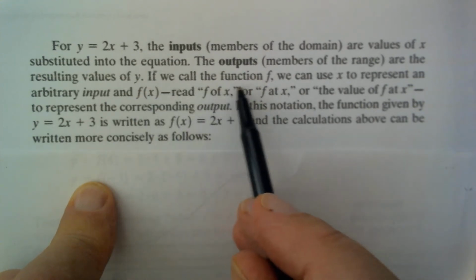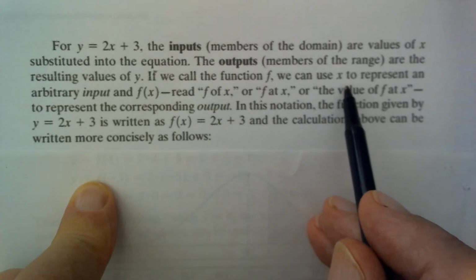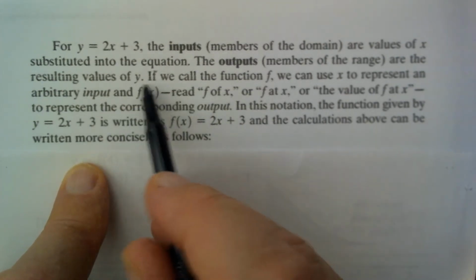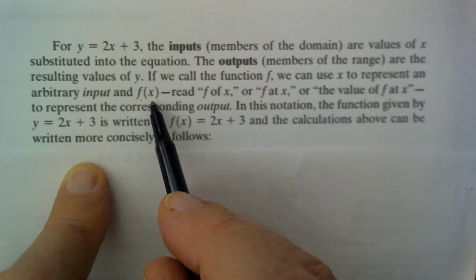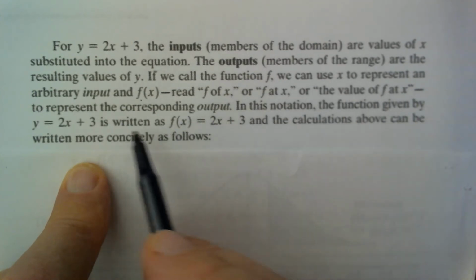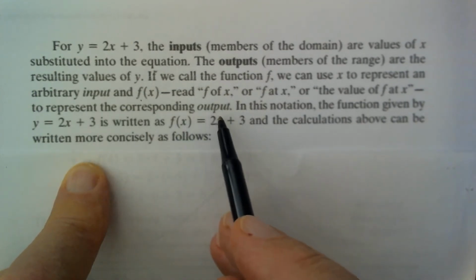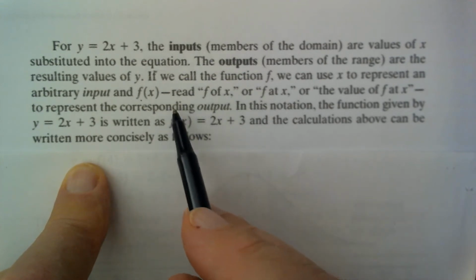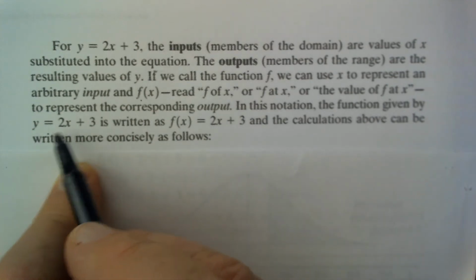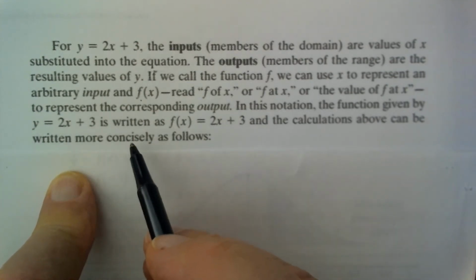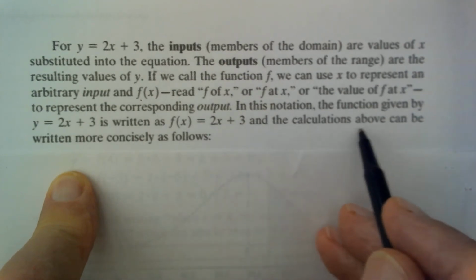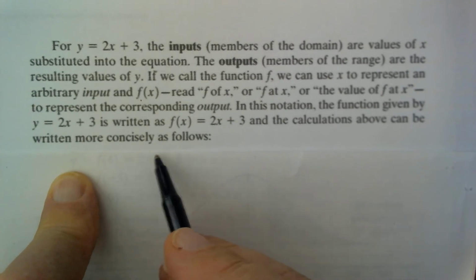If we call the function f, we can use x to represent an arbitrary input. And f(x) is read as f of x, or f at x, or the value of f at x, to represent the corresponding output. Now, this is something you really need to understand. I will explain it a little bit more. In this notation, the function given by y equals 2x plus 3 is written as f of x equals 2x plus 3, and the calculations above can be written more concisely as follows.